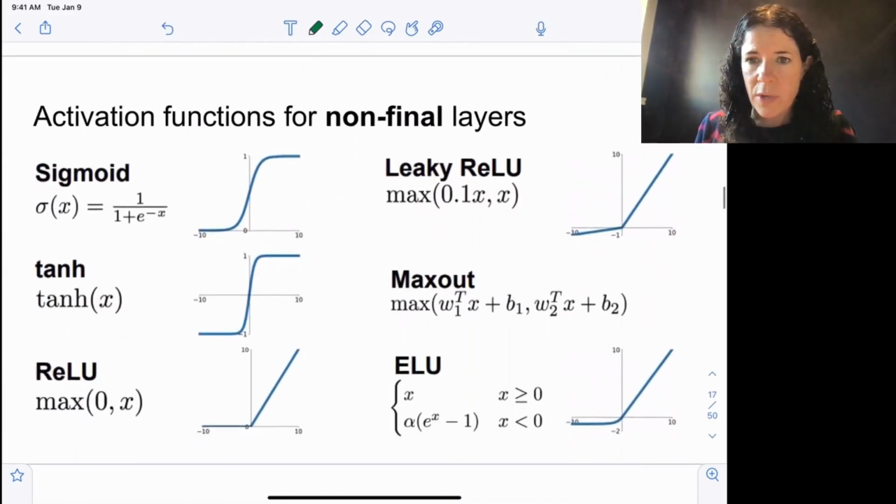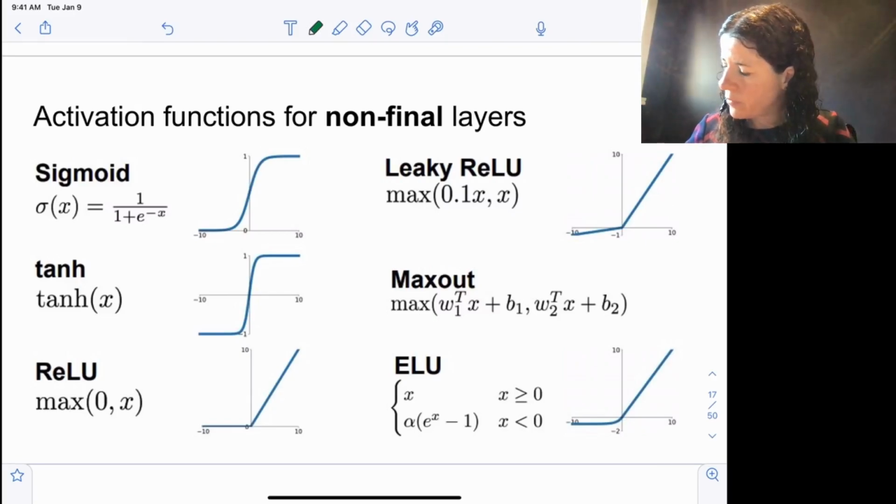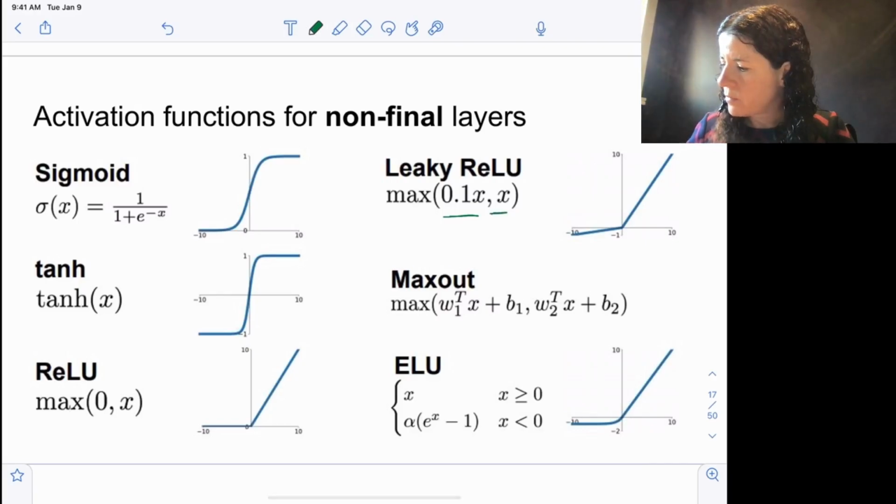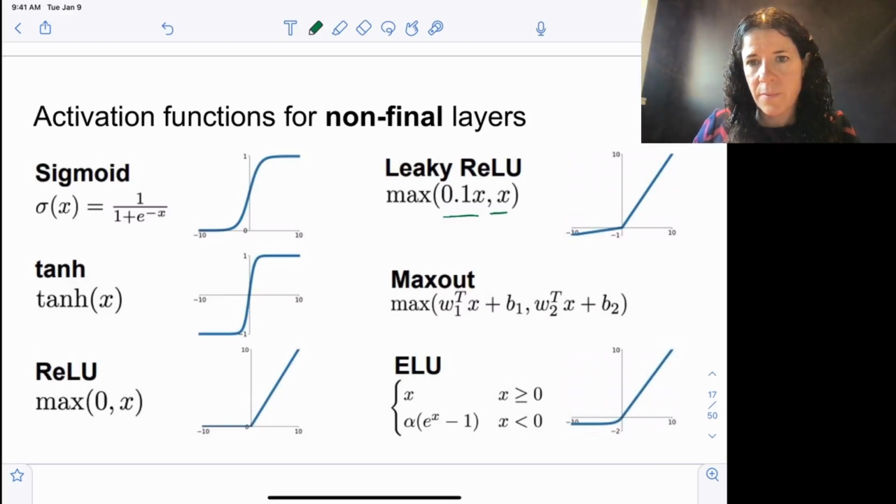Here are some other examples. There is a function called leaky ReLU, which is very similar to ReLU, but the function is 0.1x for x less than or equal to 0, and x for x bigger than 0. There is also one called ELU, which is similar to leaky ReLU, but it's using a different function for x less than 0, and so on. All of these activation functions can be used for intermediate layers.